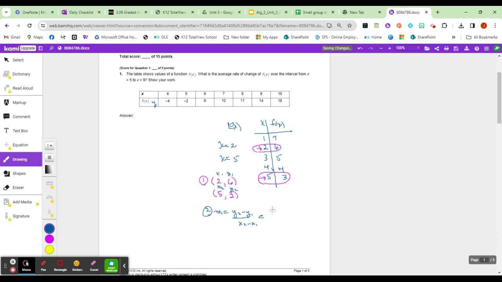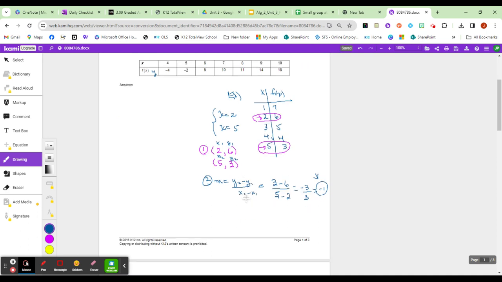So second y is 3 minus first y is 6 over second x is 5 minus first x is 2. That's going to give me negative 3 over positive 3, and then that's going to reduce to be negative 1. And that would be your average rate of change between these 2 x values of 2 and 5. So this would be your answer. So that's an example of how number 1 has worked with a different chart.